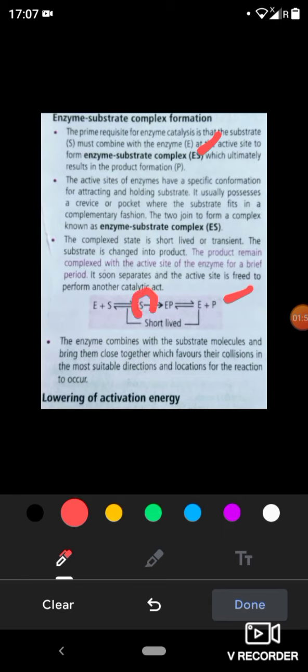The enzyme substrate complex is a very short-lived complex. The substrate is changed into an enzyme product complex. Then the product remains complexed within the active site of the enzyme for a brief period, and it soon separates, and the active site is free to perform another catalytic act. So the enzyme combines with the molecules and brings them close together, which favors their collision in the most suitable directions and locations for the reaction to occur.